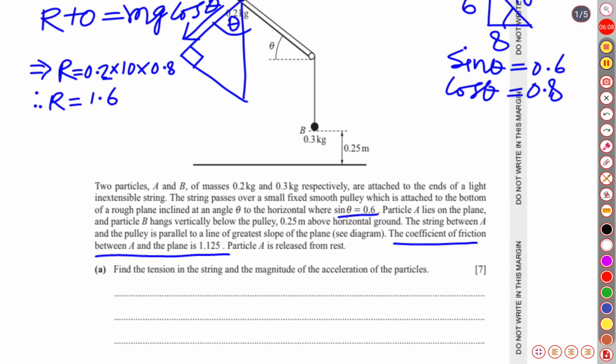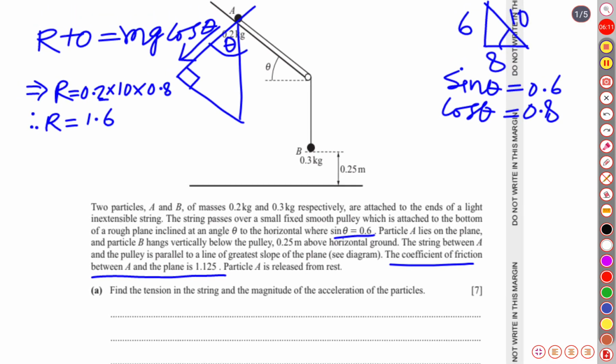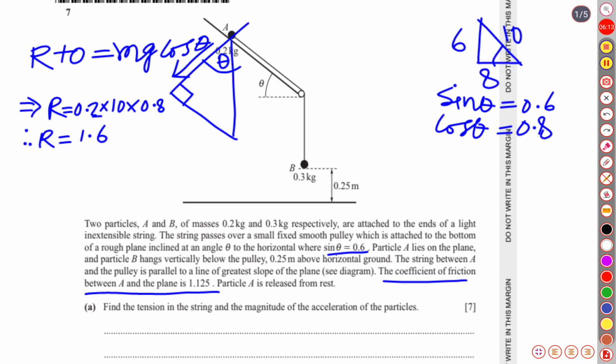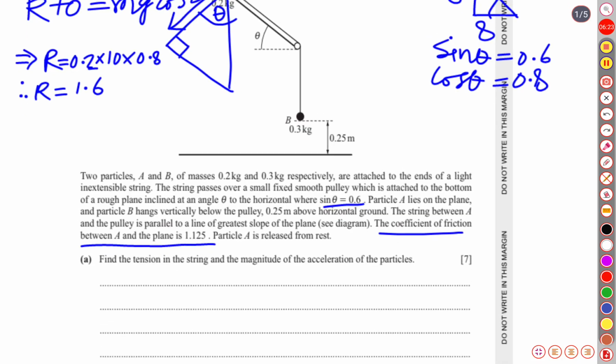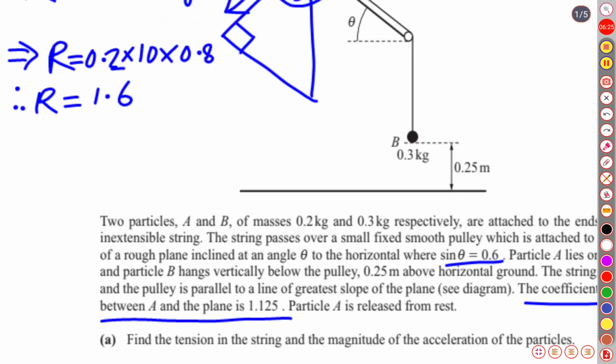Well, then we are going to apply the concept. Already we have decided that the concept we are going to apply is Newton's law of motion. And we will start with particle A.